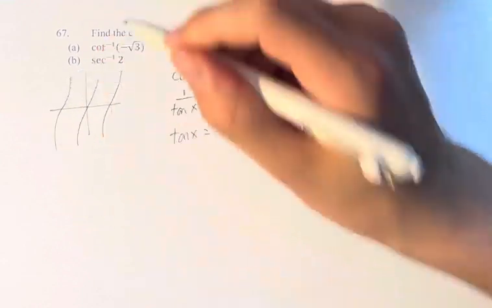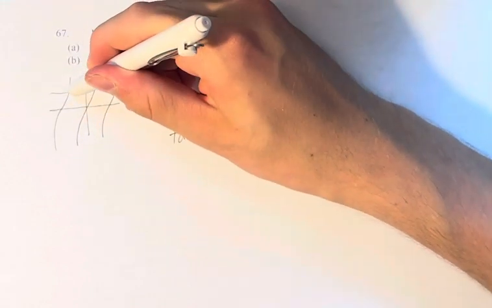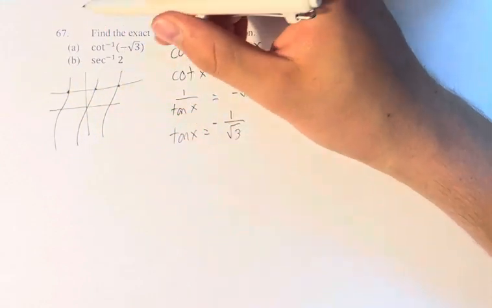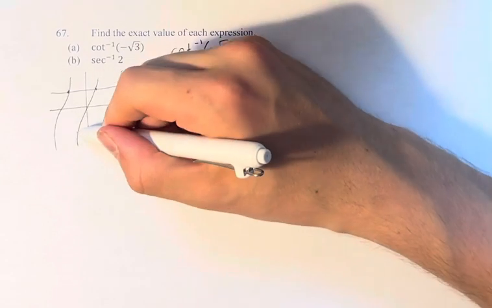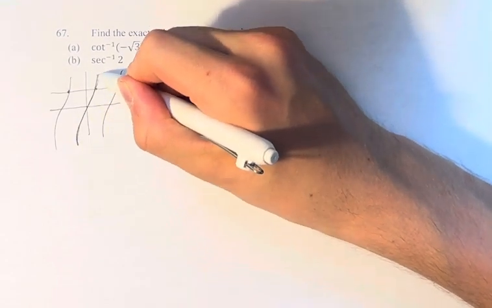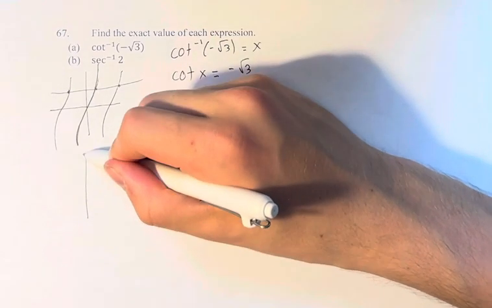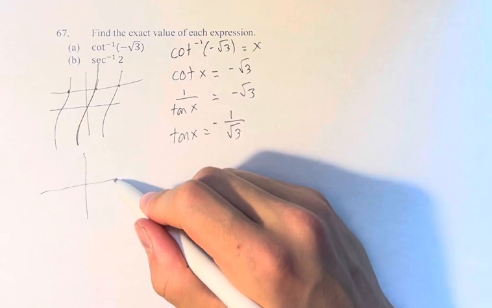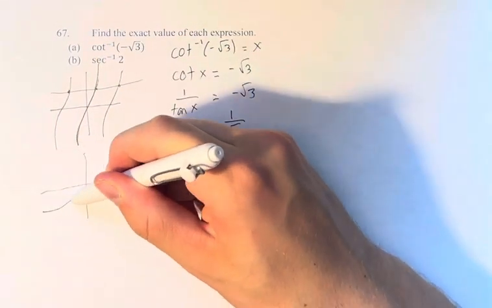It's periodic. This is not a one-to-one function, right? It fails the horizontal line test. Therefore, when we're taking the inverse tangent and therefore the inverse cotangent, we're only looking at this little period right here. And therefore, when we are calculating the inverse tangent function, it looks something like this.